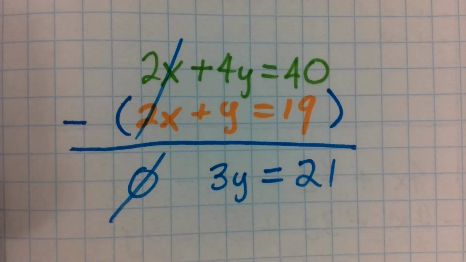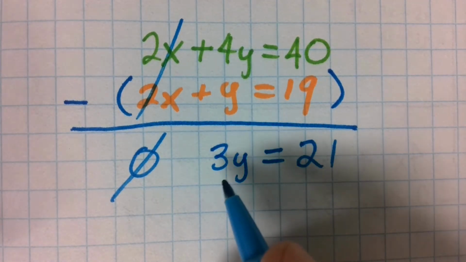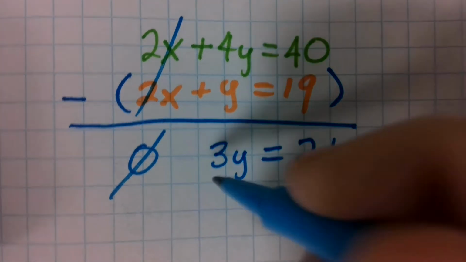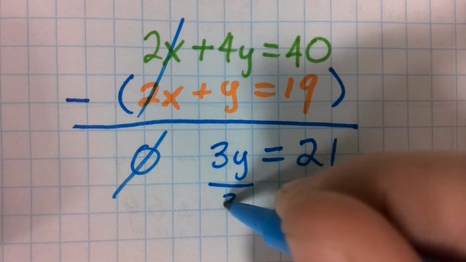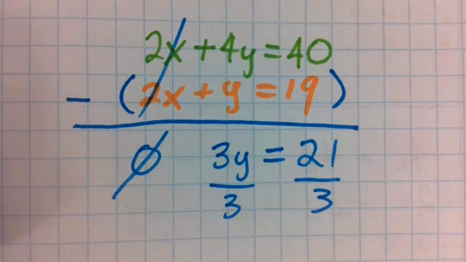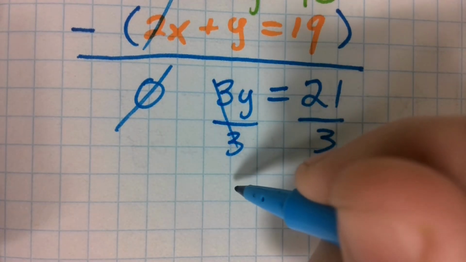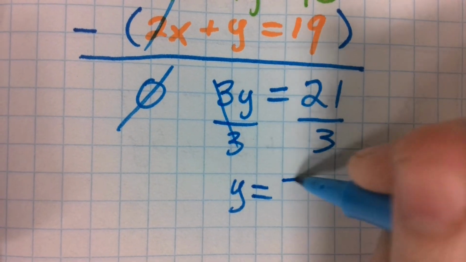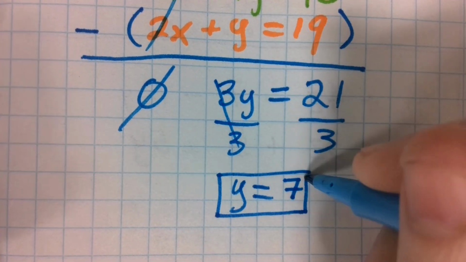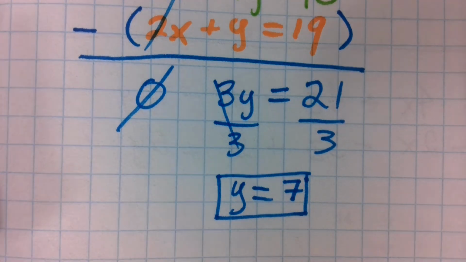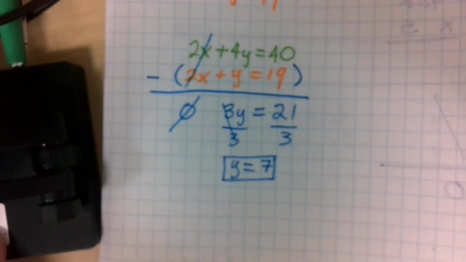This one is pretty easy to solve. All we need to do is get rid of multiplying by 3. So what's the opposite of multiplying by 3? It's dividing by 3. If we divide by 3 and cancel this out, we get y equals 7, which means we're almost done with the problem. All we need to do now is take y equals 7 and plug it back into our equations.